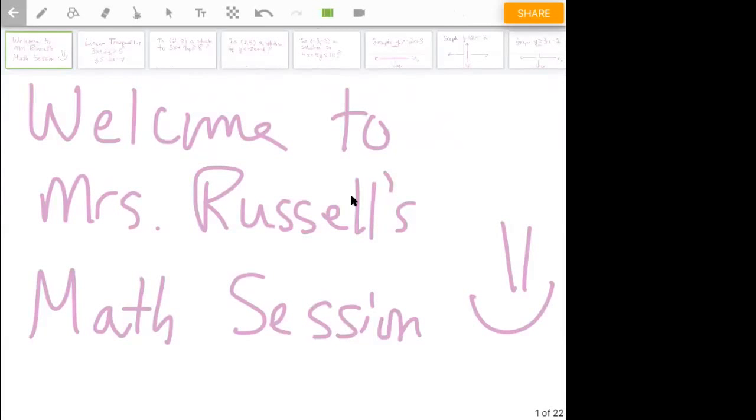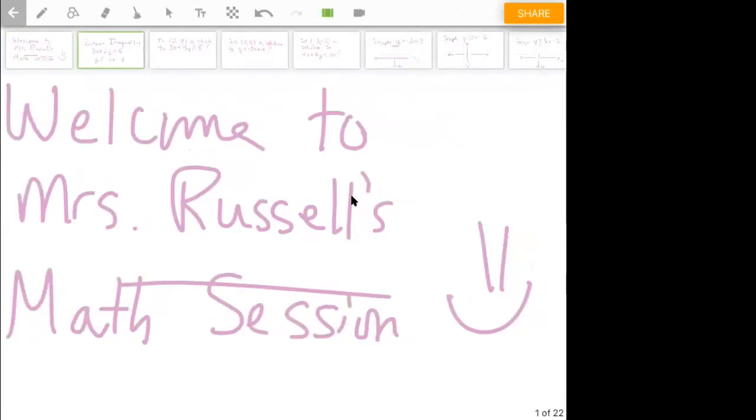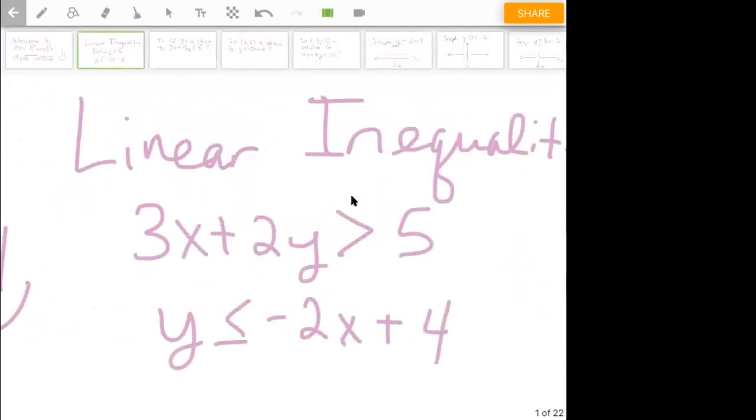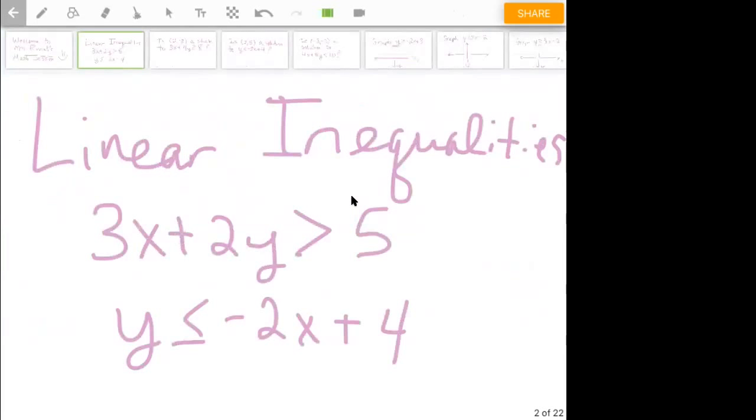All right, so today we're going to be looking at linear inequalities. So a linear inequality, what is it? Well, that's basically something that has a greater than or less than sign, so greater than or equal to or less than or equal to. So here's a couple examples of what's a linear inequality. So if a linear equation has an equal sign, an inequality has a greater than or less than sign.